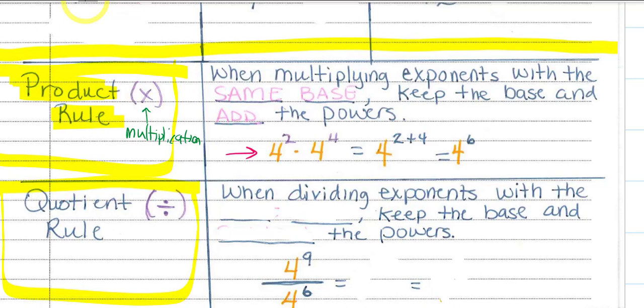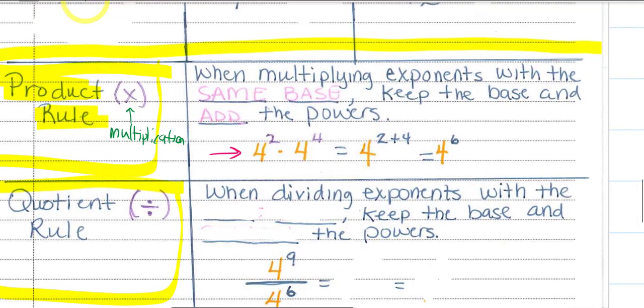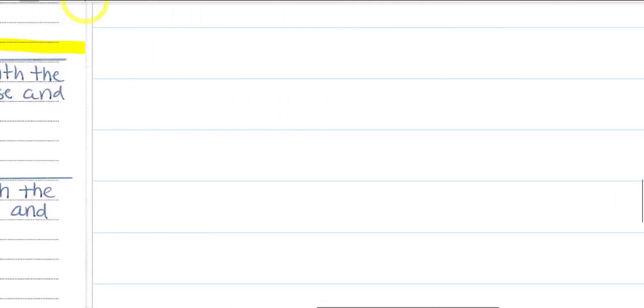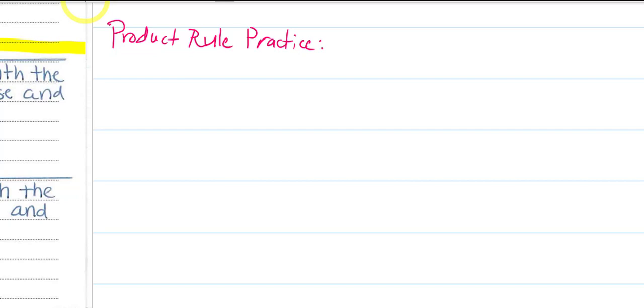So let's practice. You're going to do these practice problems on the same note page. I'm just going to do them here. I'm going to call this product rule practice. Okay, let's start with 2 to the 4th times 2 to the 2nd. All right, so I want you to pause and try this one.